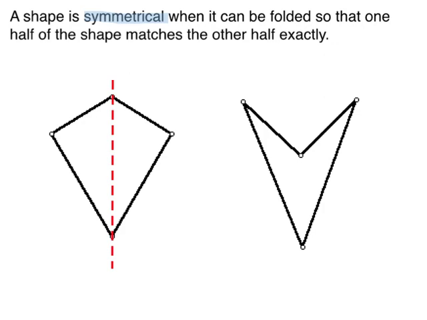We can do the same thing with the other kite. Draw a line down the center like so. I'll just move that over slightly. So if one half of the kite was folded over the other, then both sides would match exactly. So each kite has one line of symmetry.